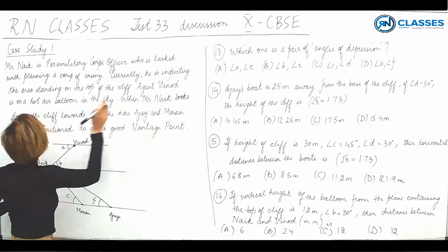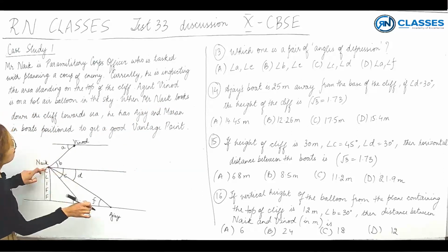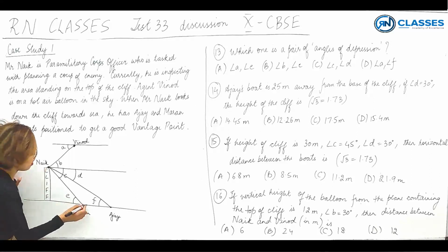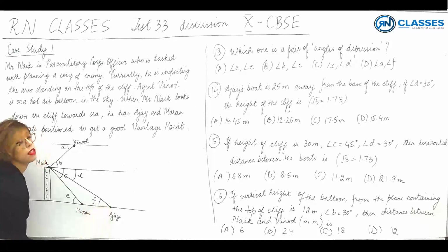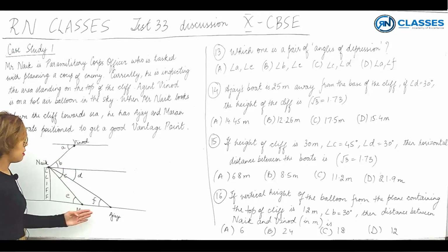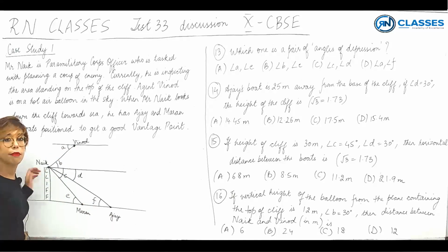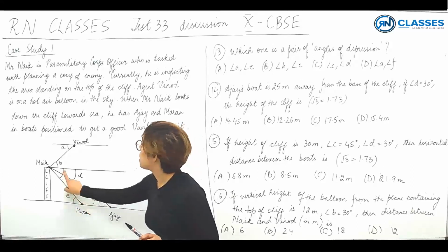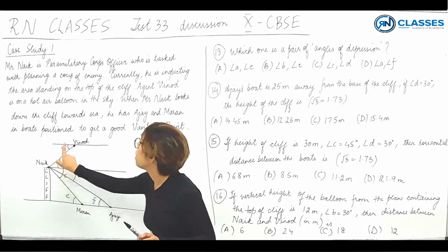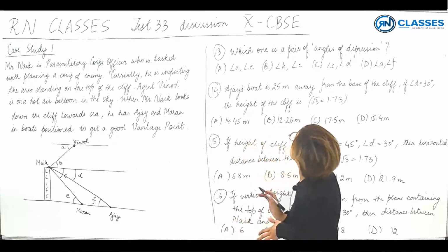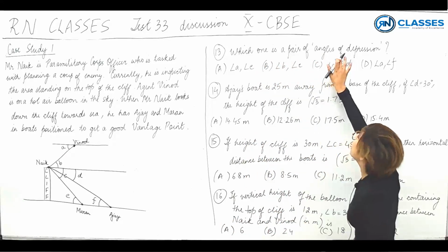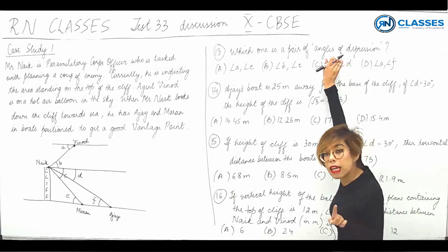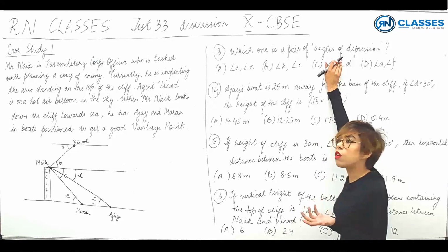When Mr. Nayak looks down the cliff towards the sea, he has Ajay and Maran in both positions to get a good vantage point. Right? So he's in the air, they are in the sea, and he is on the top of the cliff. Right? Now, certain angles are marked. So E, F, C, D, B, A. Right? Now he asks which one is a pair of angles of depression. Right? Now check, we have to go option by option.